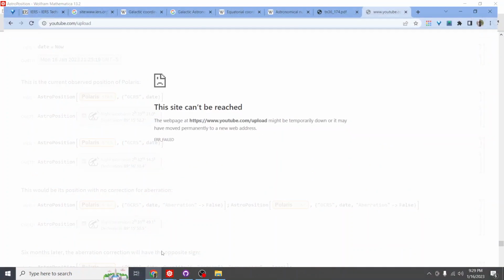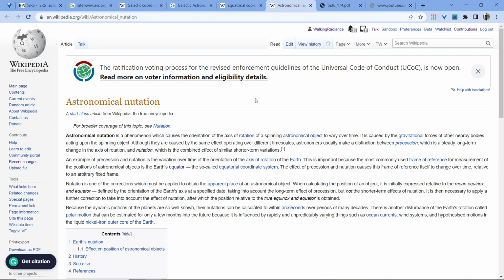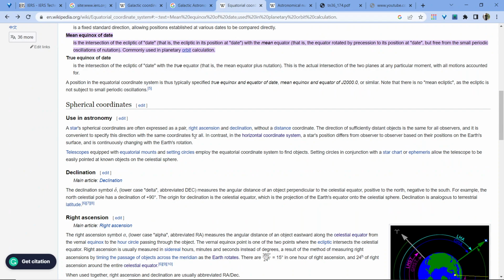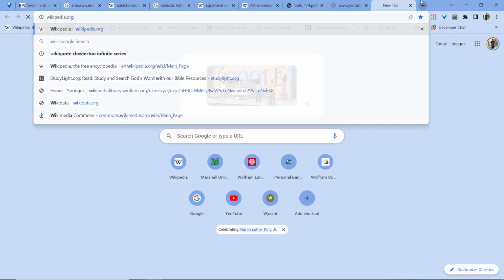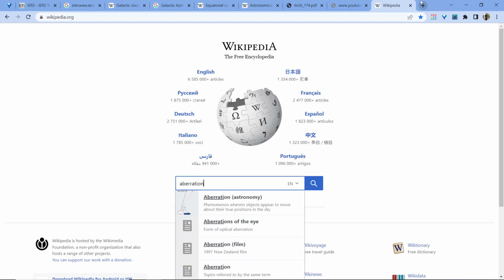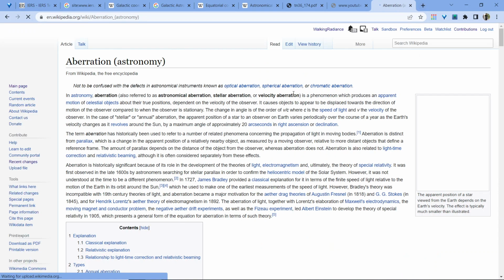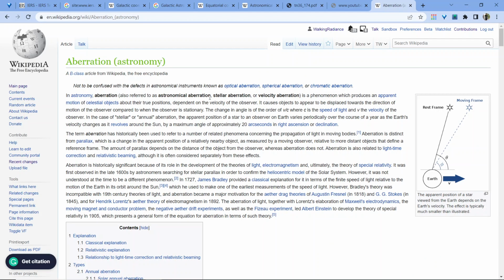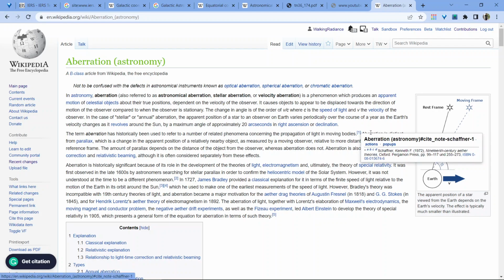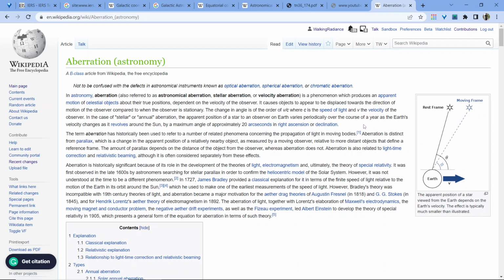Let me look that up real quick. Equatorial. Wikipedia, aberration astronomy. There we go. In astronomy, aberration, also referred to as astronomical aberration, stellar aberration, or velocity aberration, is a phenomenon which produces an apparent motion of celestial objects about their true positions, dependent on the velocity of the observer. It causes objects to appear to be displaced towards the direction of the observer.